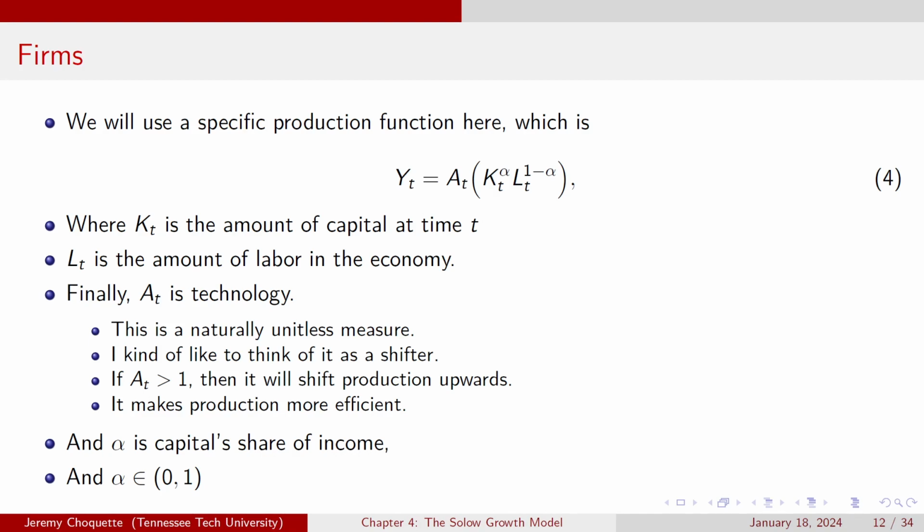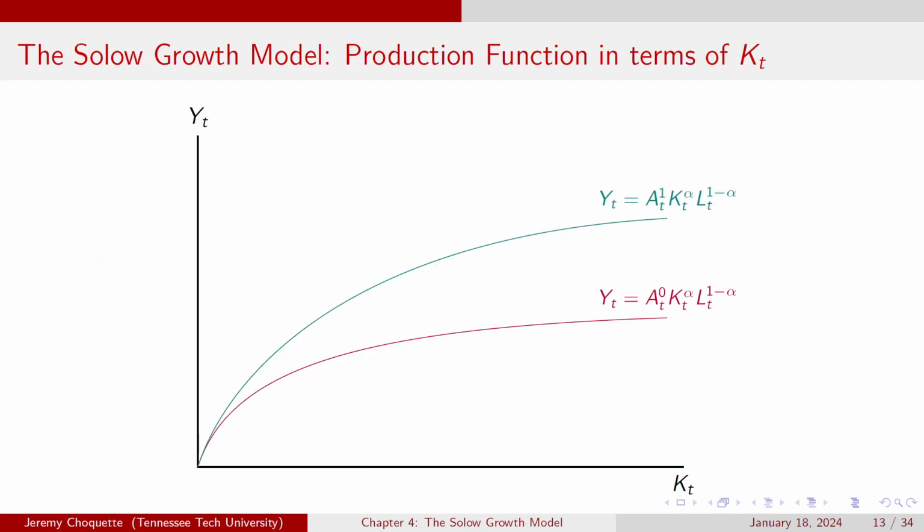Now, that exponent, alpha, is capital's share of income, and it's between 0 and 1. So if alpha is between 0 and 1, what this is telling us, looking at equation 4, is that it's homogeneous of degree 1, meaning if you were to add those exponents, alpha plus 1 minus alpha, you get 1. And that gives us what's known as constant returns to scale, which we'll be learning about in a little bit.